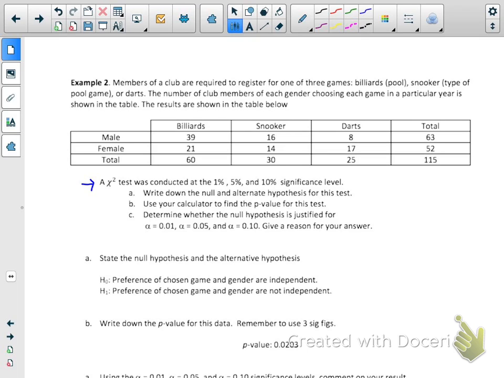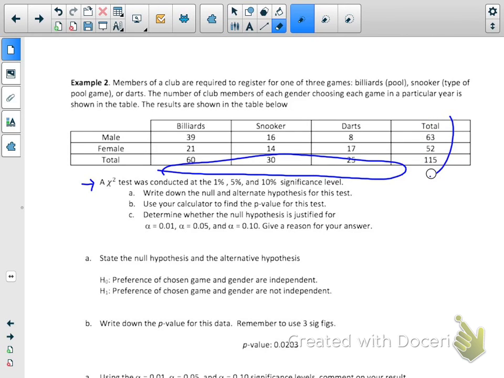So we're going to go to the calculator and we're going to put this data in. Notice that we have a total column here and we have a total row right here. So we don't want to put those in when we put our table in. So this table actually, it looks like it has 4 columns, but it really only has 3. And it looks like it has 3 rows, but it actually only has 2. So we're going to need a 2 by 3 when we go to the calculator.